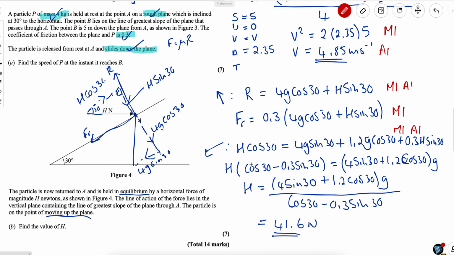Then a dependent method mark for rearranging in terms of H, and that's dependent on already achieving these method marks, and an accuracy mark for 41.6.